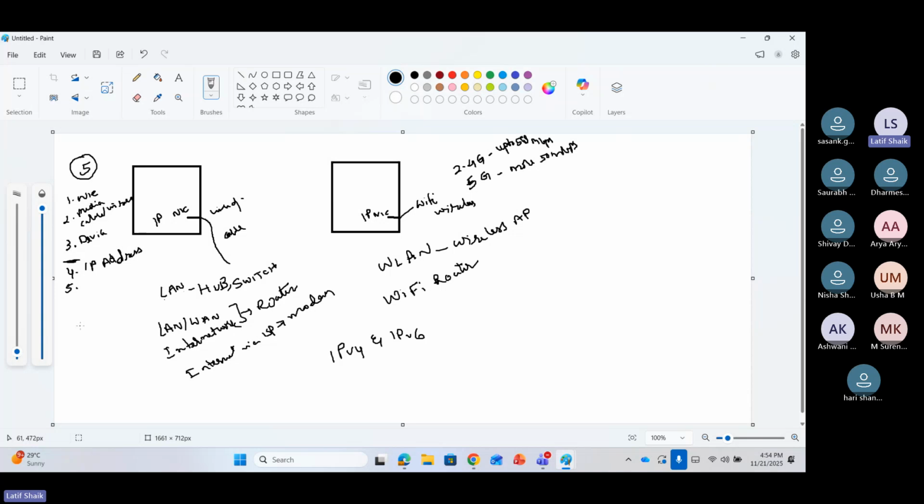Next. But what type of communication? Devices need to communicate, so what type of communication is defined by that? Protocols and port numbers. Protocols and port numbers represent what type of communication or what type of service. For example, if you want to access a website, you use HTTP or HTTPS.